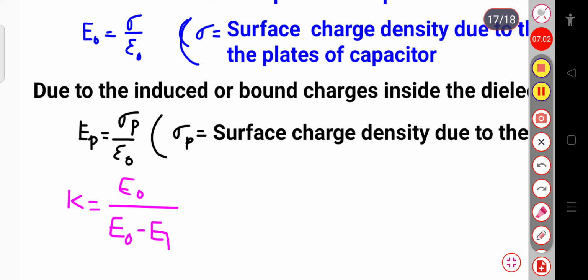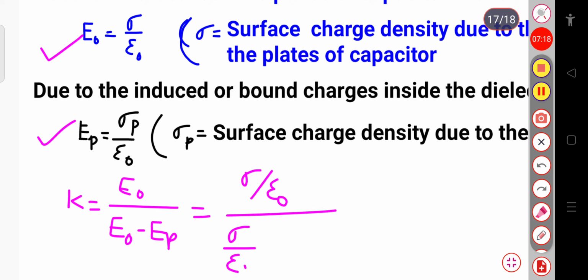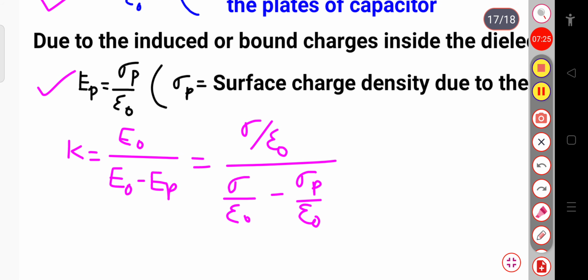If I put the value of E naught and E P from the above equation, here is E naught, here is the E P. So E naught will be equal to sigma divided by epsilon naught, and this whole is divided by sigma divided by epsilon naught minus sigma P divided by epsilon naught. Now epsilon naught will get cancelled from the denominator and numerator, so K will be equal to sigma divided by sigma minus sigma P.